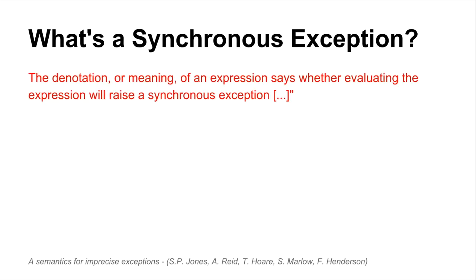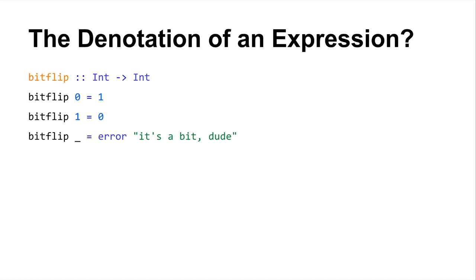The paper goes on to say that the denotation, or the meaning, of an expression will tell you whether or not the expression will raise a synchronous exception. So the potential for raising an exception, you're going to see if you actually write down the denotation of the expression. And you may be thinking to yourself, well, what the hell does that mean? And I will show you using my awesome math skills. So I wrote this function bitflip that takes an integer and returns an integer to illustrate this notion that the synchronous exception is actually part of the meaning of an expression. So you give it a 0, it gives you back a 1, you give it a 1, it gives you a 0, you give it anything else, it's going to invoke the error function, which delegates down to throw.